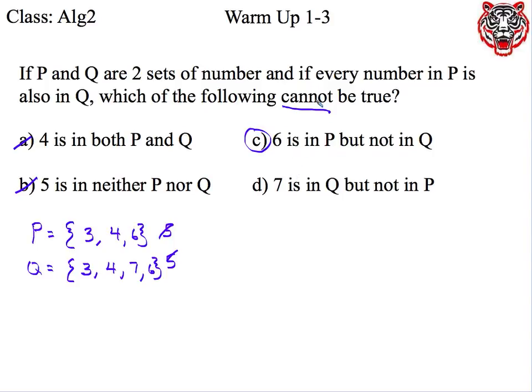Remember, we're looking for something that cannot be true. And looking at D, 7 is in Q but not P. Look, 7 is in Q but not P. That is possible. So the correct answer here is C. All right, so continue watching and we'll go on to the lesson.